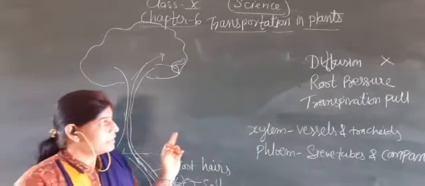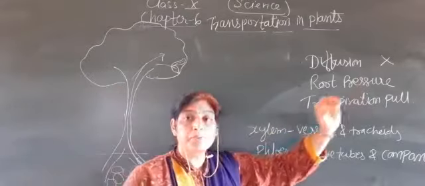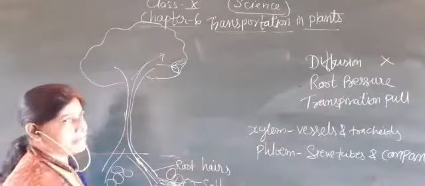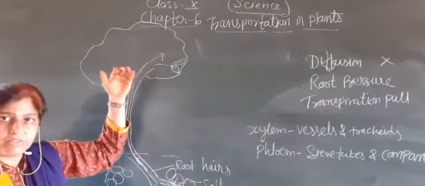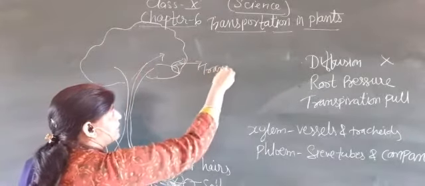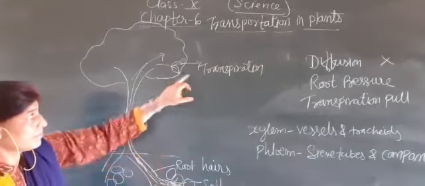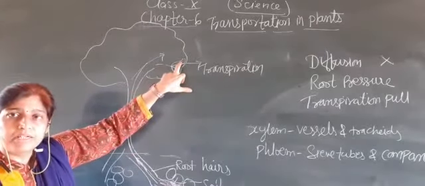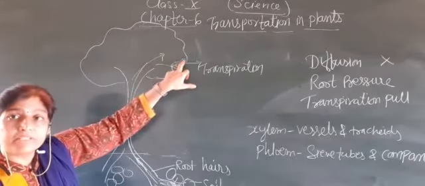Then, most of the plants use transpiration pull force. What is this force? As you all know, transpiration is the removal of water by the stomata. Evaporation of water in the form of water vapor by the stomata is known as transpiration. This transpiration takes place in the plant all the time. Due to transpiration, water loss and water deficiency occur in the cells of the leaves. These cells of the leaves take water from the xylem of the leaf.